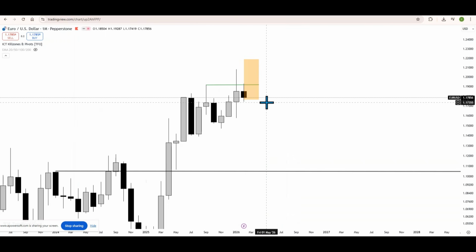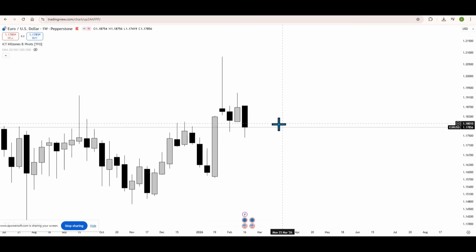So let us look at the lower time frame and see exactly how it's aligning so that we can really see if this month is likely to give us a bearish move going for this previous month low or a bullish move to go for this previous month high.